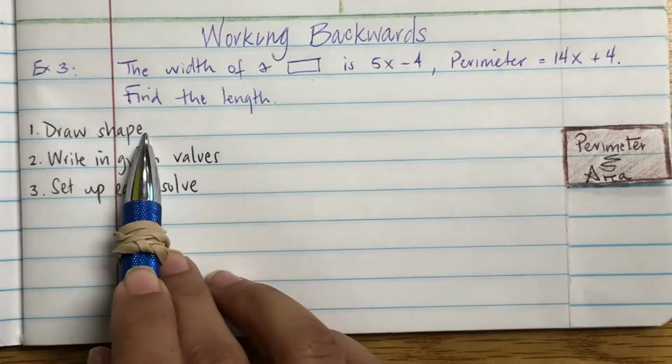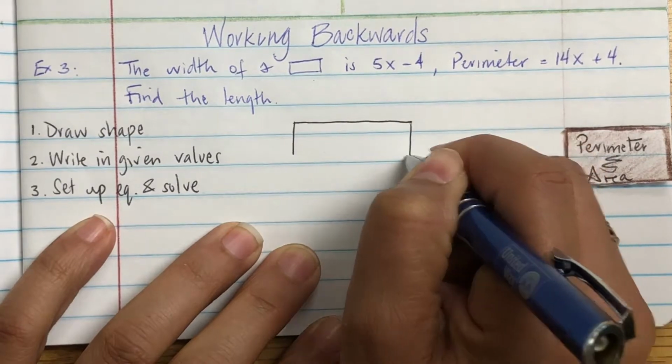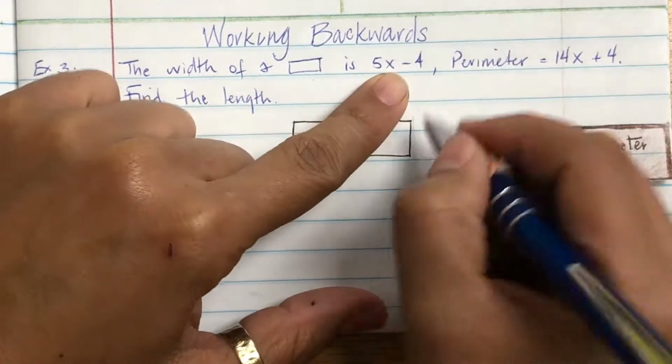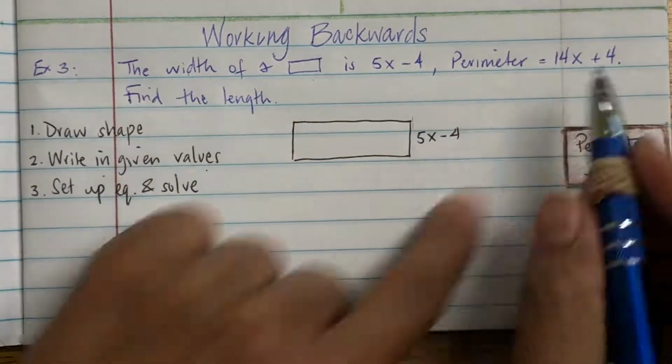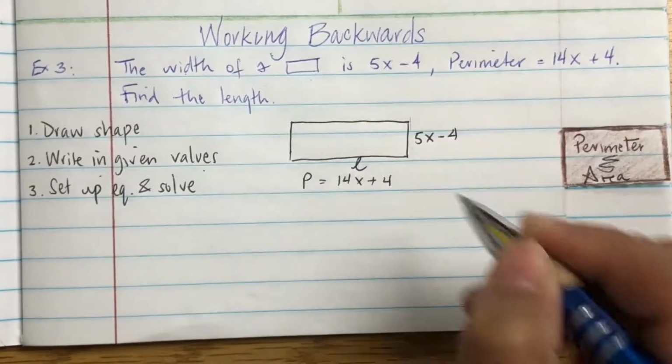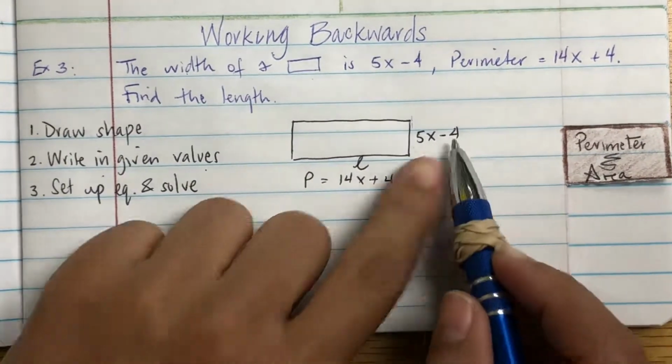Now we're just going to take a look at working backwards. So finding the length given the perimeter. First thing you do is you have to draw the shape. And then write in what they give you. So they give you the width, so that's 5x minus 4. They give you the perimeter, so P equals 14x plus 4. And they're asking you to find the length L. Set it up and solve it.